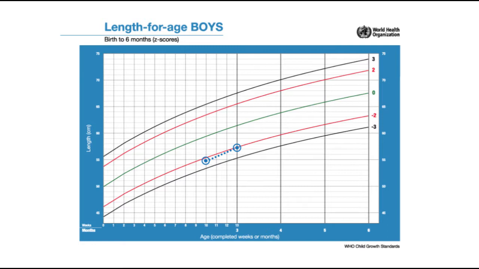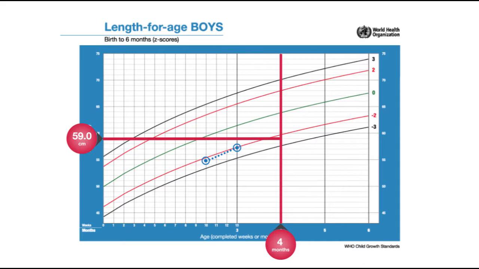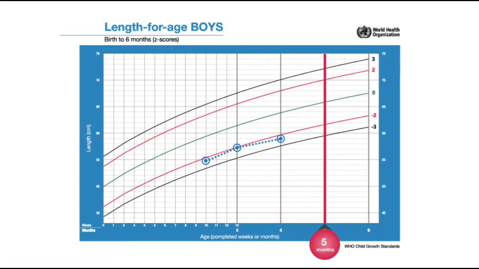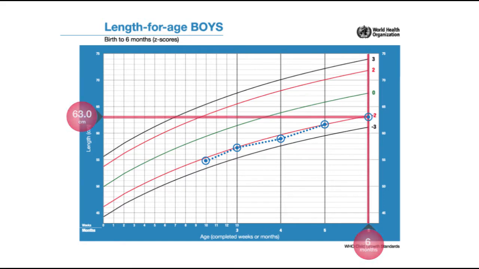We then measure Sam every month. At 4 months, he is 59 centimeters. At 5 months, 61.7 centimeters. And at 6 months, 63.0 centimeters.